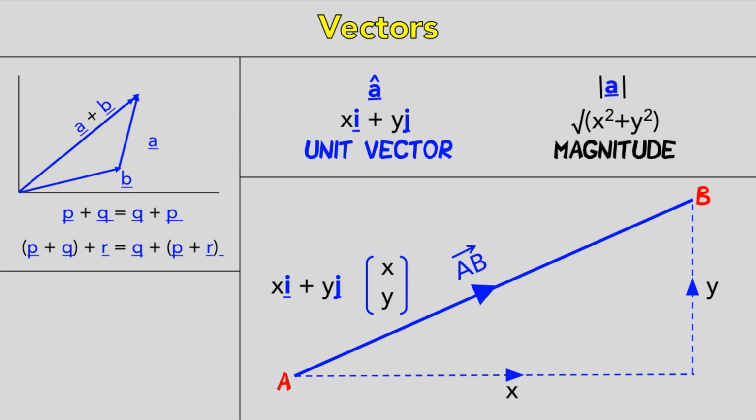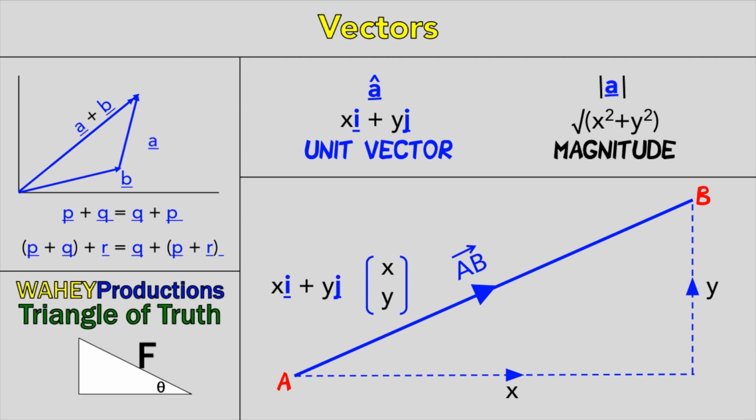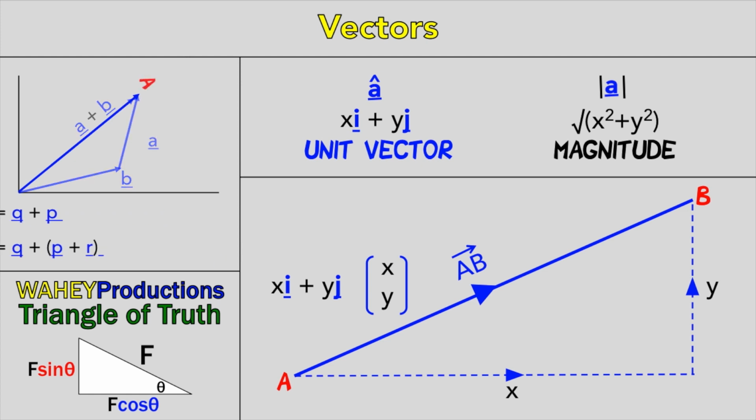Now, one key thing is the Wahey Productions Triangle of Truth. For vector F, resolving it to horizontal and vertical components like so. This is very helpful in real-life situations, especially with forces in the next video.